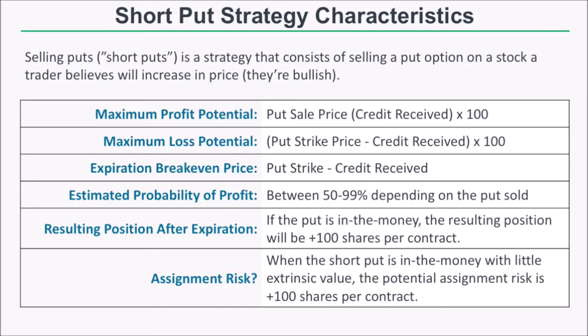Now the expiration break-even price is the put strike price minus the credit received. And the estimated probability of profit is somewhere between 50 and 99% depending on the put strike that you sell. So if you sell a further out of the money put, you'll have a higher probability of profit, but with that you'll have less profit potential.